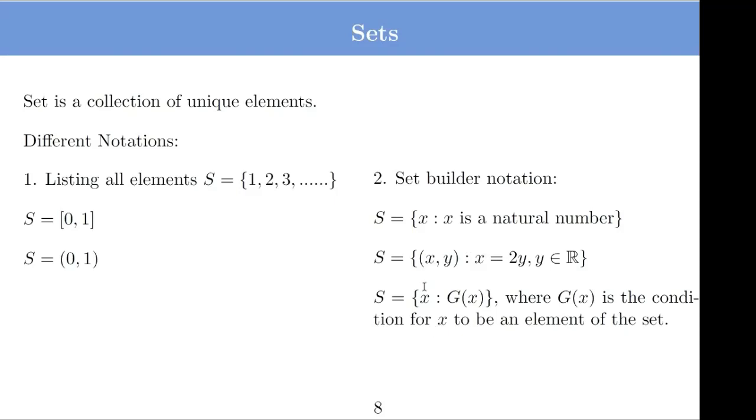So the main notation here would be to put curly braces and say x such that g(x), and g(x) is some condition you want for the set. If an element satisfies this, then it should be in the set. And this notation should be conclusive, meaning there should not be any doubt whether an element should be in the set or not.